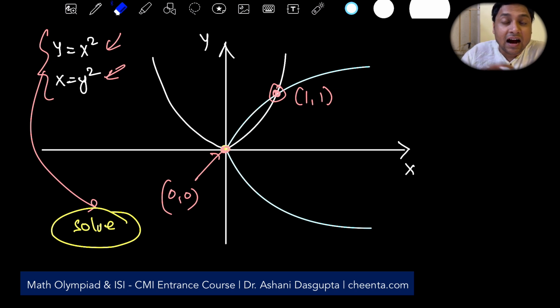Whenever you see a higher degree polynomial, try to factorize it and set each of the factors to 0, and you will immediately get the entire picture, the total picture that that particular polynomial represents. It's usually a pair of curves.